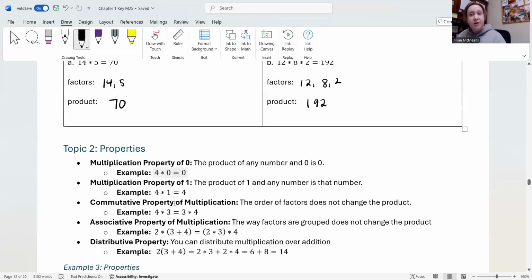Now, for topic 2, we have some properties that are a big part of multiplication. Some of them are kind of obvious, but we're going to go ahead and name them and discuss what they are. The others might be a little newer for us. So as far as properties go, we do have the multiplication property of 0. And just about everybody on the planet understands how this property works. We're just giving it a name now.